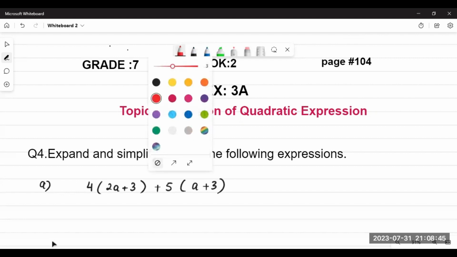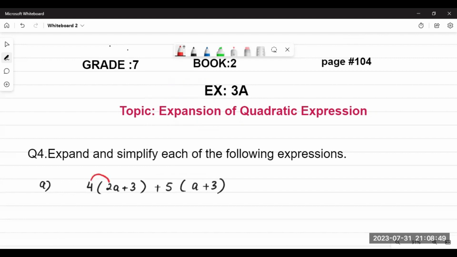So my dear students, when we are solving these type of questions, you can see this outside value we have to multiply with this also, and this outside value we have to multiply with this also. In the same way, here this 5 will be multiplied with a and this 5 will be multiplied with 3, 2. So let's start multiplication now.